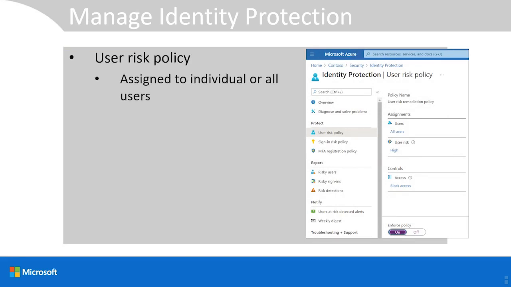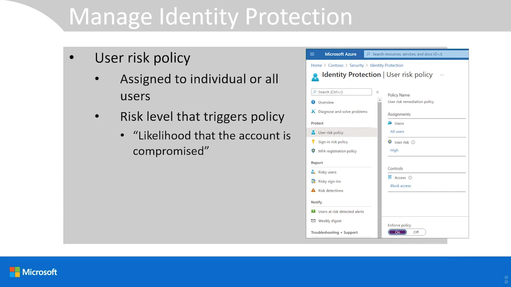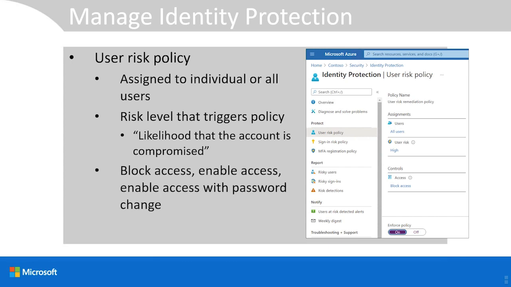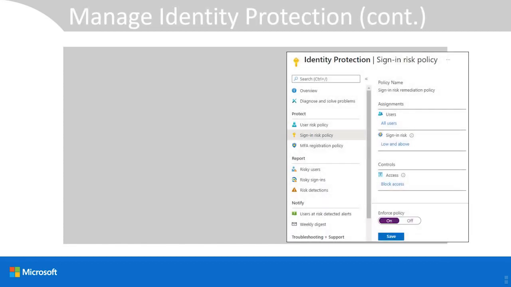This can be assigned to individual users or all users. The risk level that triggers policy is a likelihood that the account is compromised, with likelihood being defined by a number of factors that may change over time. When the policy is triggered, you can choose to block access, or enable access but require the user to change their password. Another policy that's available with identity protection is sign-in risk.